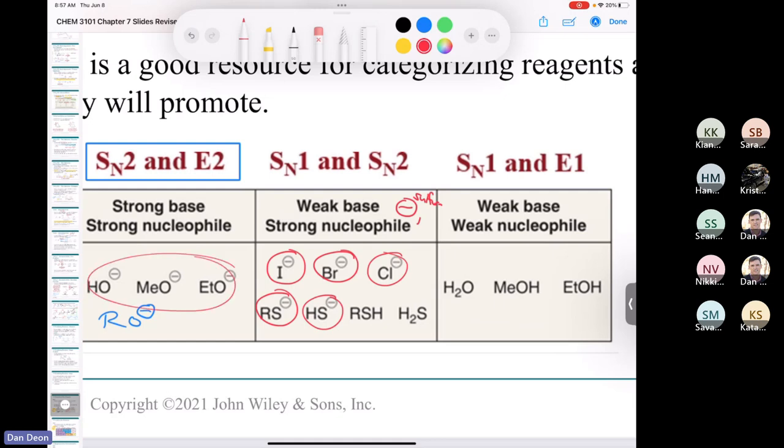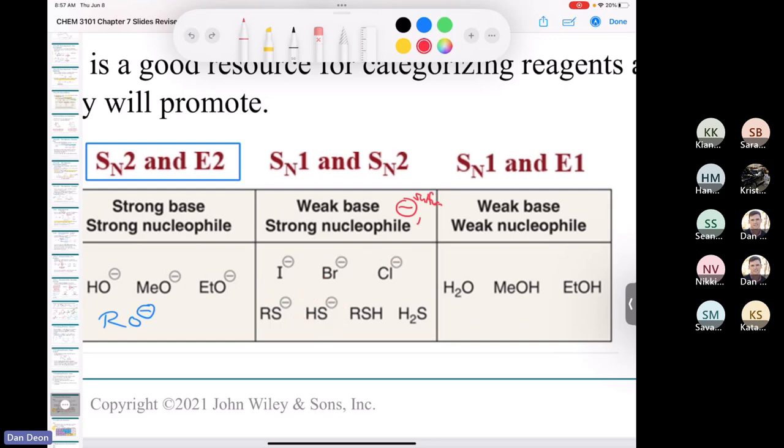And why are these strong bases? Well, that has to do with pKa, right? Alcohols have a much higher pKa than the conjugate acids of anything I have in a red circle here. I'm not going to reteach that. That's covered way back in chapter 3, but you should be able to say, I know that the conjugates of these are strong acids, therefore these are weak bases, all right? So these are all weak bases, but again, they're strong nucleophiles because they have negative charges.